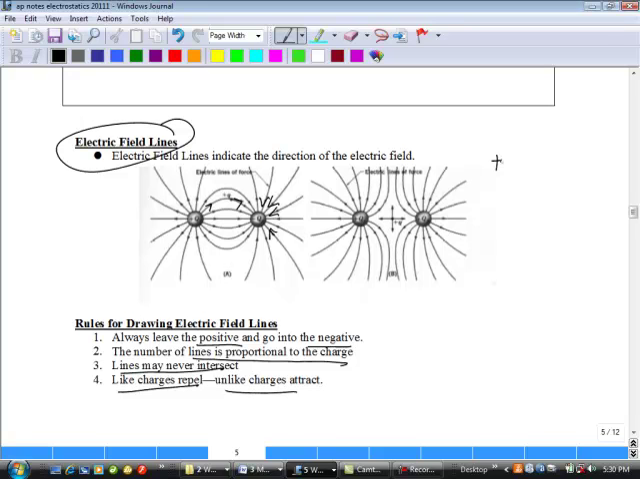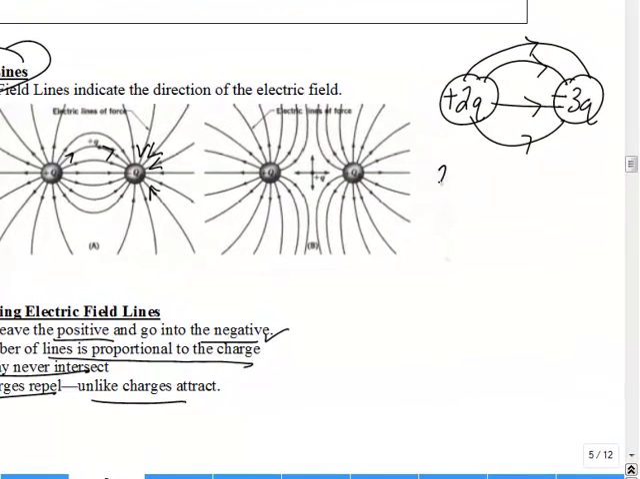So how do we do this? If I have a positive 2Q charge here and a negative 3Q charge here, we know that they're going to attract. So I'm going to start drawing some lines, from the positive to the negative, from the positive to the negative, from the positive to the negative. And so now I look at this. Do they leave the positive and go into the negative? Yes. Is the number of lines proportional to the charge? The easiest way to do this is to look at the ratio of the charge. I have a 2Q to 3Q charge.